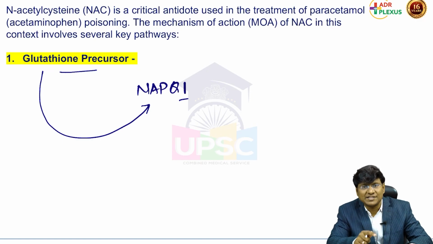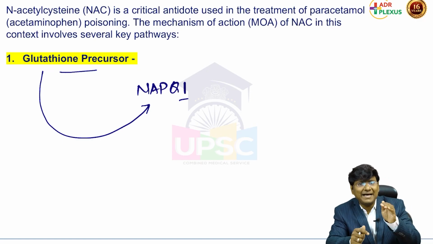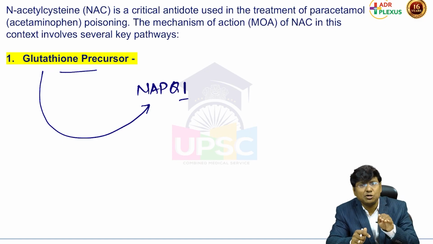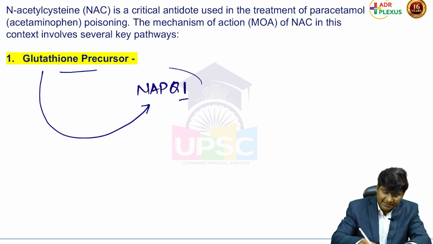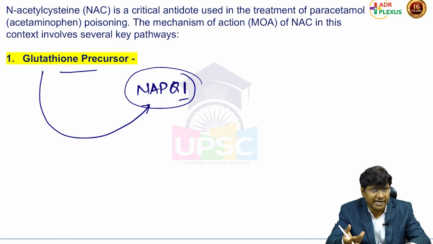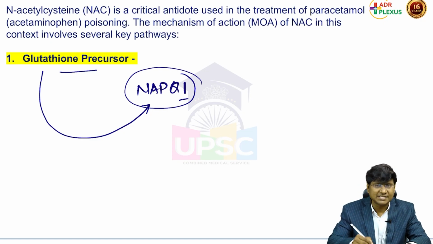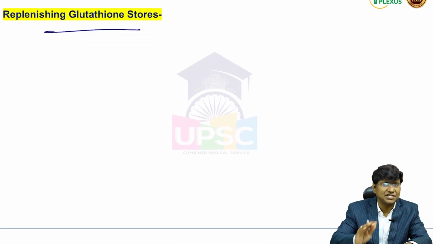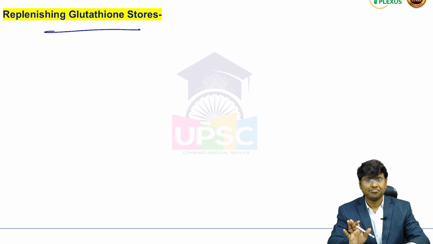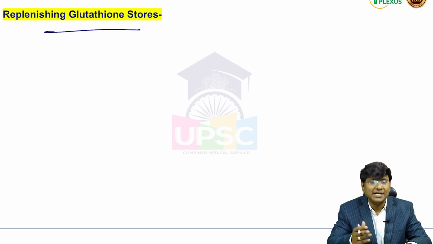Now in paracetamol poisoning, what will happen is there is depletion of the glutathione. Thereby, the toxic intermediate product NAPQI levels will increase. But whenever you give N-acetylcysteine, it acts as the glutathione precursor and it will detoxify this NAPQI. It replenishes the glutathione stores, and thereby it has increased capacity to detoxify NAPQI.